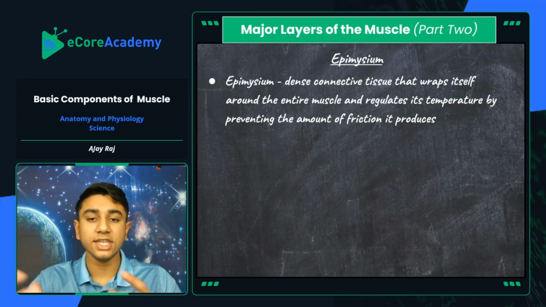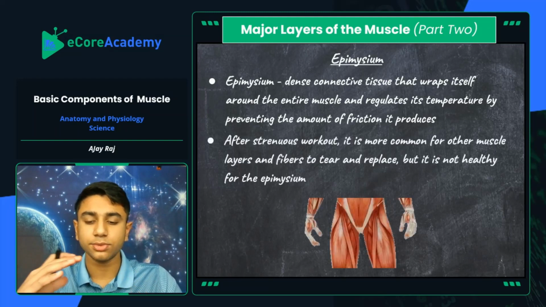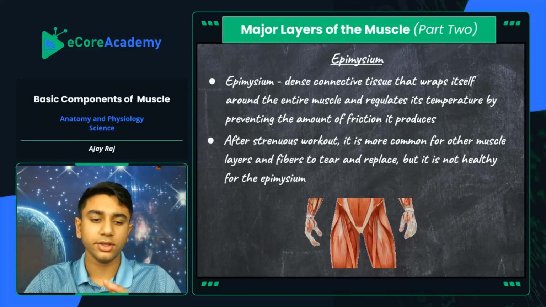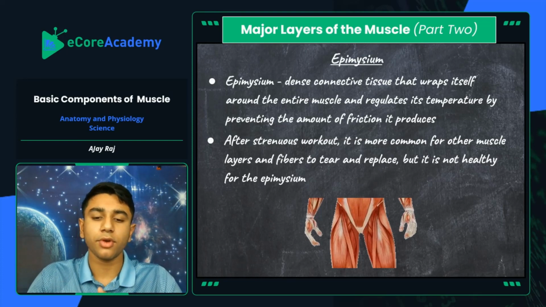And this is what you really see in these diagrams of muscles. As you can see here in this diagram, that silky, kind of roughish texture actually helps protect the muscle, relieve its friction a little bit, but also make sure that it's well protected and it has lots of striations on the outside. So after a strenuous workout, it is more common for other muscle layers and fibers to tear and replace, like those inner muscle fibers, those tissues. They're going to tear or replace during a workout. They can, but it's not healthy for the epimysium to do so. Essentially, when the epimysium tears during a workout, that means you have a muscular system disorder.